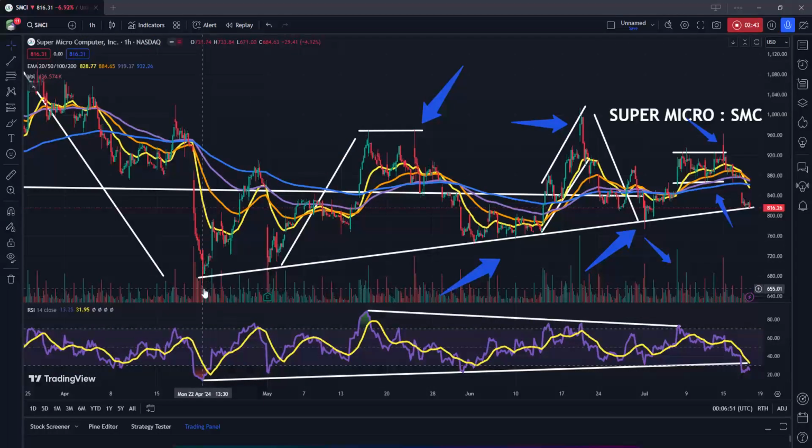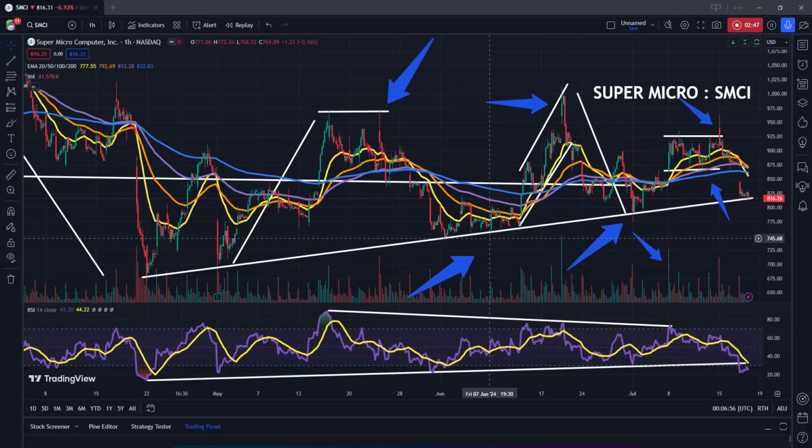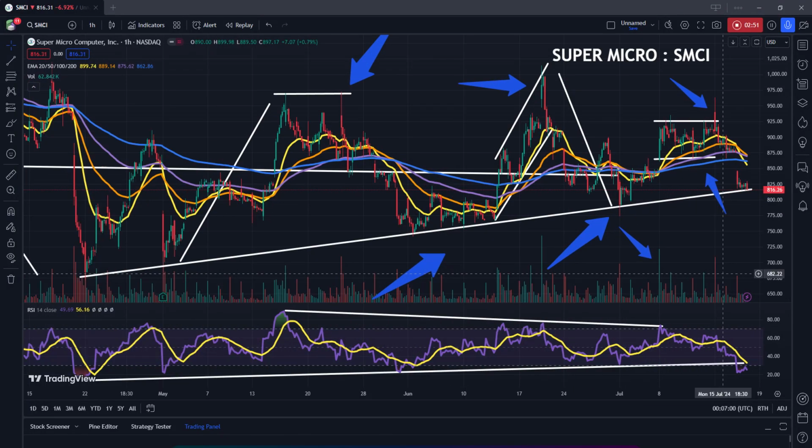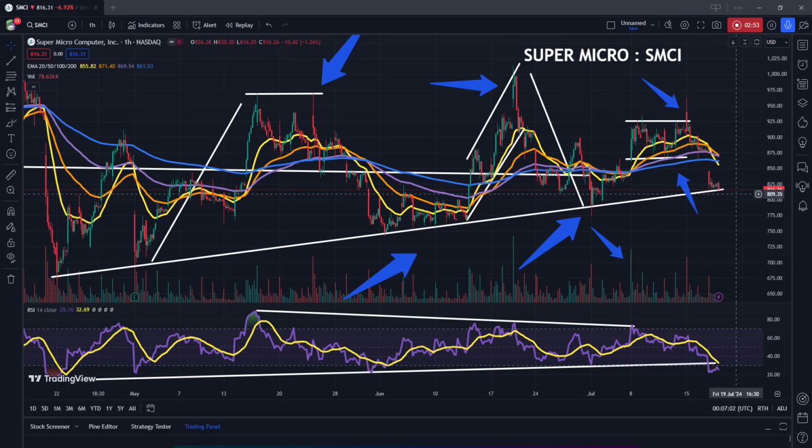This uptrend line really began roughly April 22nd of this year. It's been in place for quite some time, and we're really going to need to see a strong bounce here in order to preserve this uptrend line.